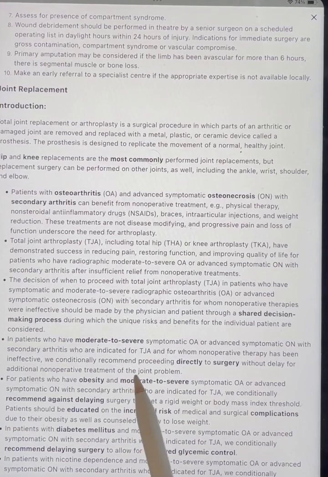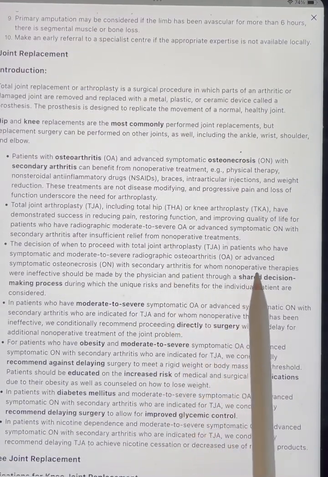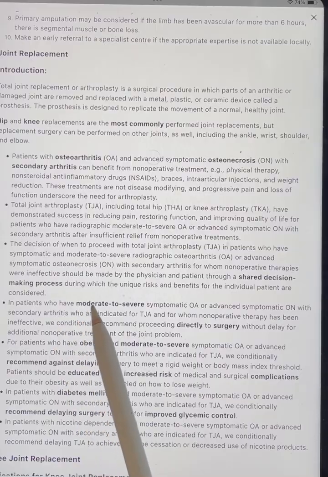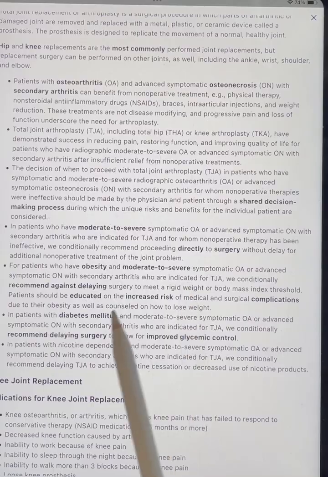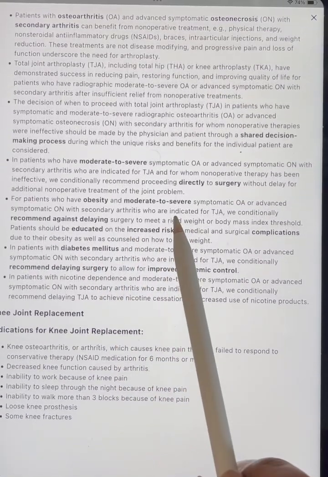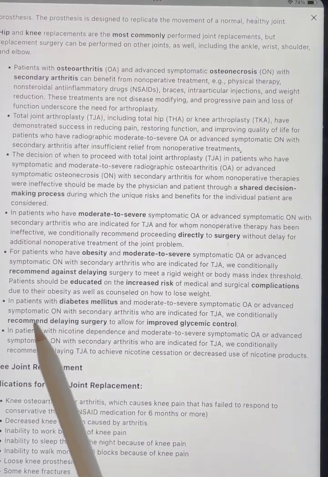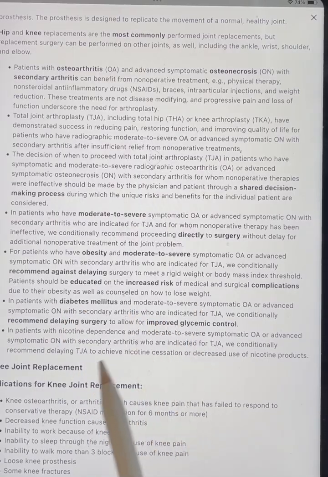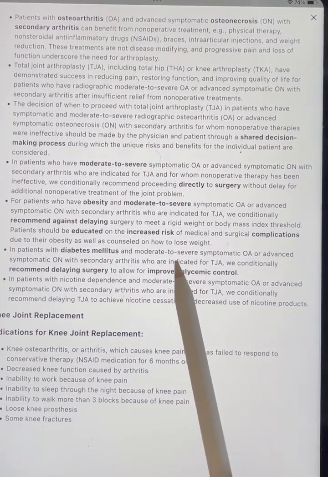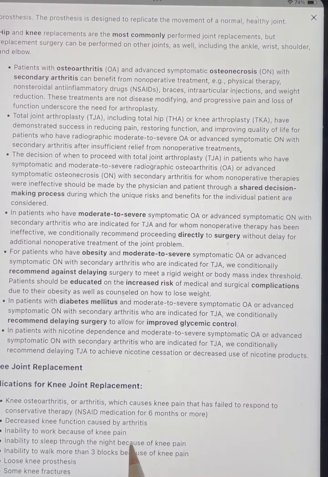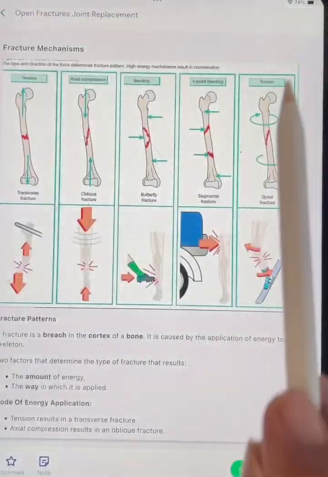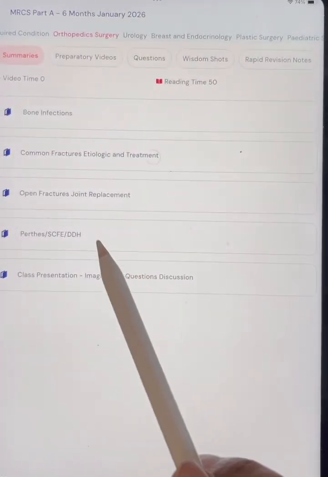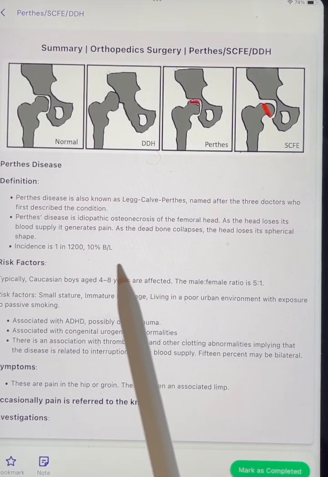The decision of when to go for total hip arthroplasty in a patient who has symptomatic moderate to advanced osteoarthritis is a shared decision. For patients who have obesity and moderate to severe symptomatic osteoarthritis, arthroplasty is recommended against because of the increased risk of medical complications. Indications for knee replacement are knee osteoarthritis where NSAIDs have failed, decreased knee function due to arthritis, and inability to use the prosthesis. So that is about open fractures.